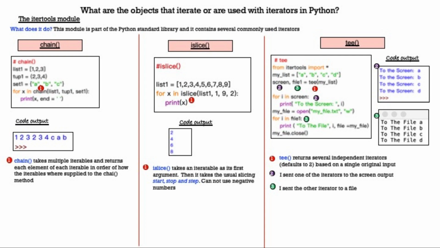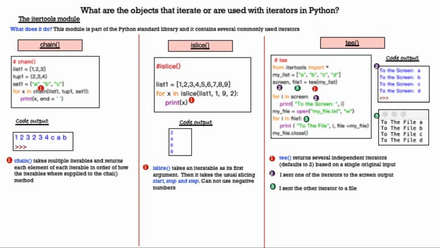Islice, we saw this before. We used it with count, I believe. Islice takes an iterable as its first argument. Then it takes the usual slicing start, stop, and step. You can't use negative numbers with islice. That's a constraint. So here in the code, we have list 1. We have numbers 1 through 9.